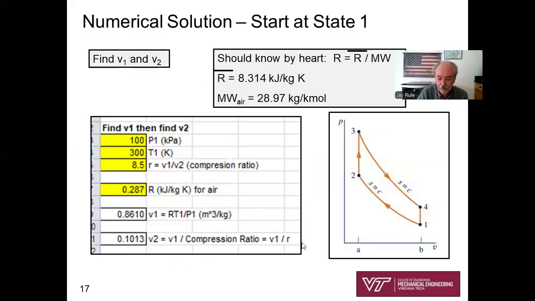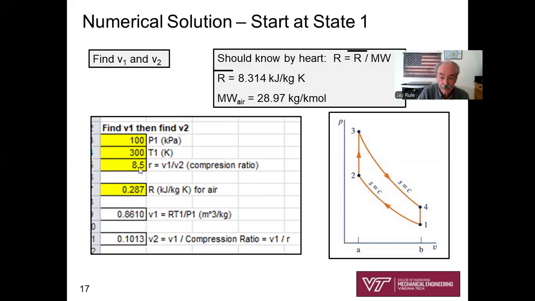So here we go. I've spent all kind of time planning, but I hope you're going to see that it's going to pay off. You should know by heart R is R bar over the molecular weight. R bar is 8.314 kilojoules per kilomole degree K. Molecular weight of air is 28.97. You do that quick math, and I solved my problems in Excel, so you see that I've plopped down R for air is 0.287 kilojoules per kilogram degree K. I've entered my given information, P1, 100 kPa. Immediately transfer bars into kPa. T1, given 300 K.